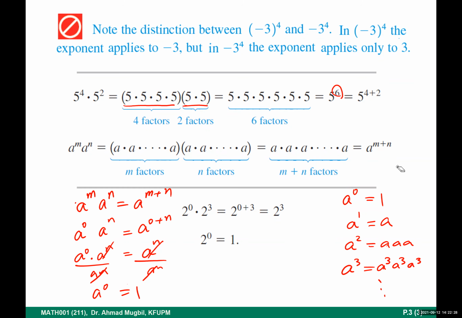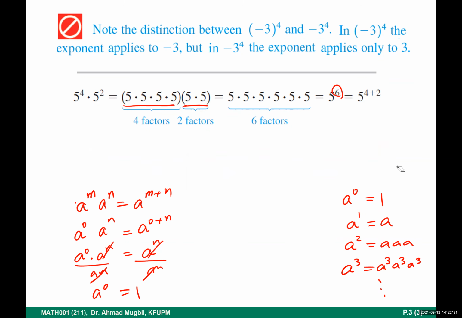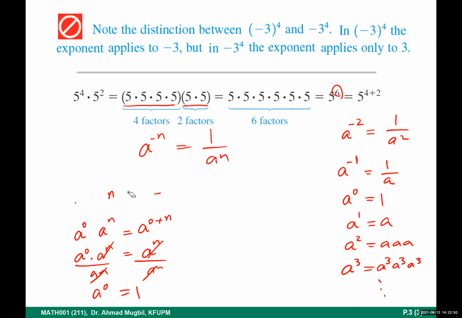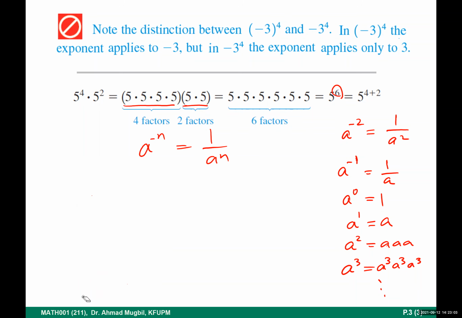Similarly, I think you are aware that a to the power negative 1 is just what? 1 over a. Similarly, a to the power negative 2 is 1 over a squared. So in general, a to the power negative n is 1 over a to the power n, which means that when you raise a real number to a negative exponent, it is just the reciprocal. Why is that? You should, of course, ask yourself this question: where is this coming from?